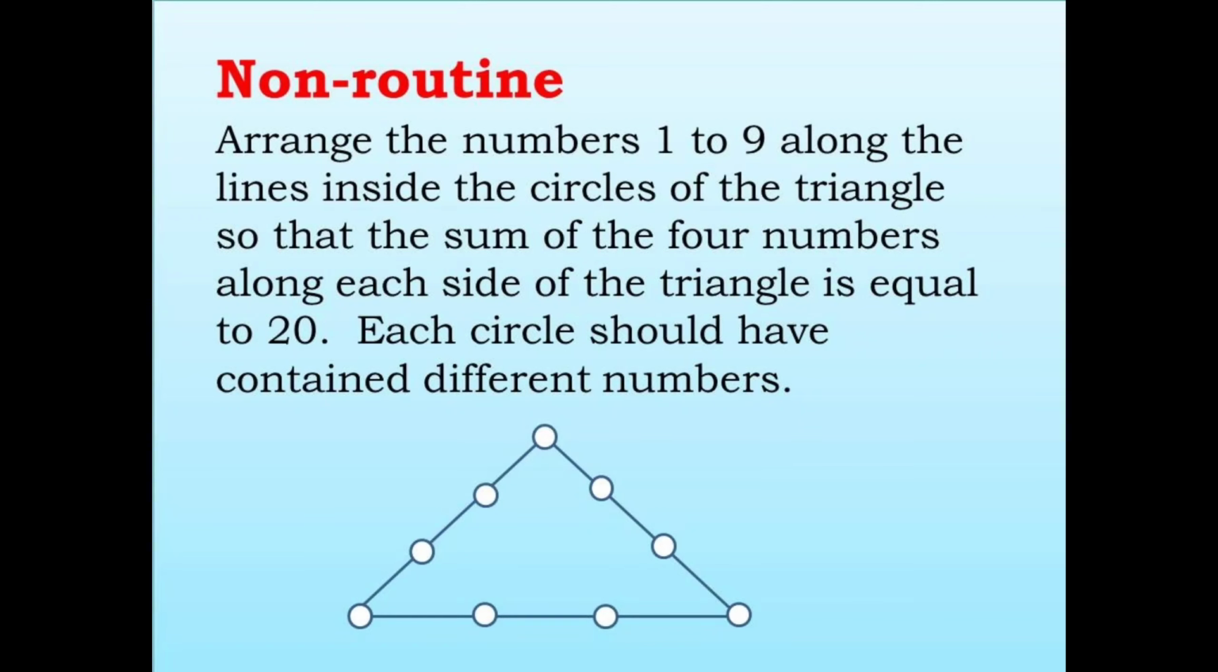The next problem is a non-routine problem. Arrange the numbers 1 to 9 along the lines inside the circles of the triangle so that the sum of the four numbers along each side of the triangle is equal to 20. Each circle should contain different numbers.